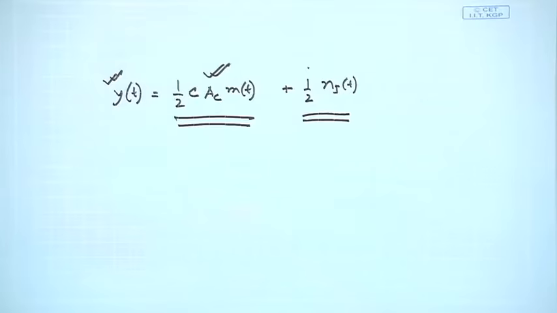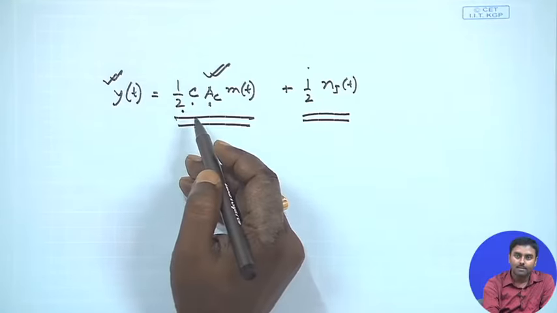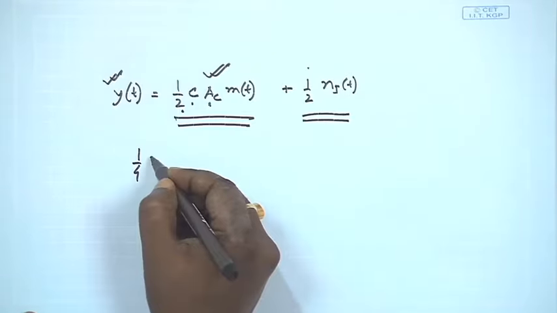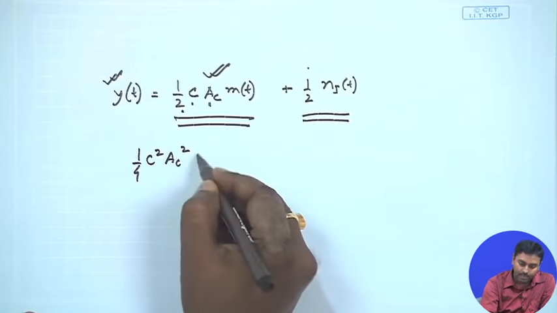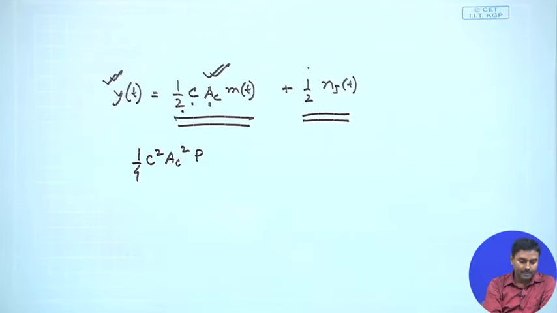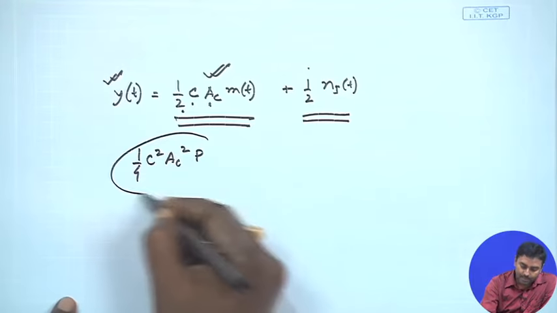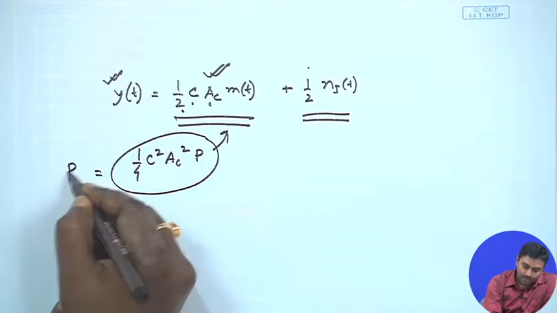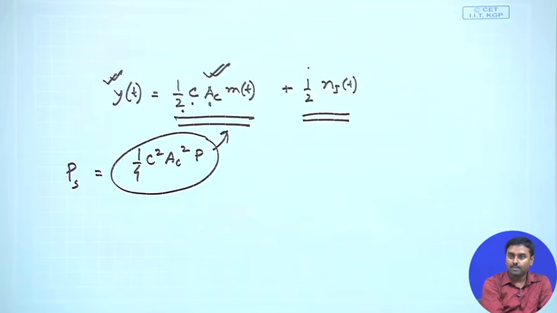So, now let us see how we calculate the signal power. M(t) gives me a power of P, and that is multiplied by Ac and a half. So, if we integrate the power spectral density, I should get 1/4 c squared Ac squared P. That must be the signal power after demodulation.